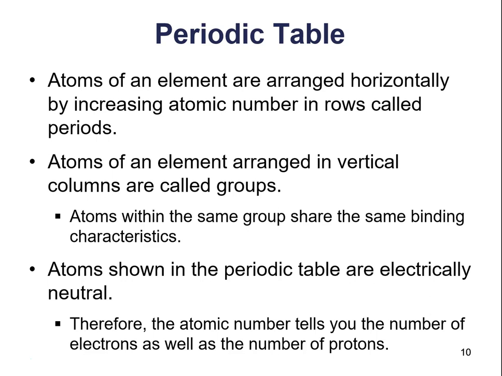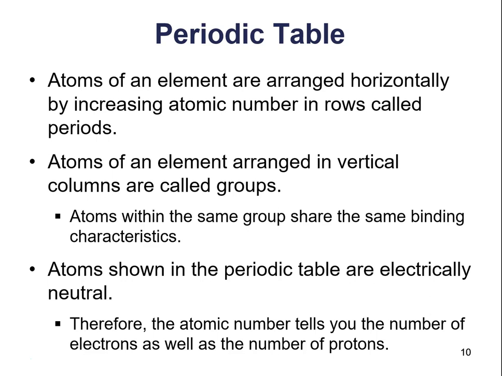Atoms of an element arranged in vertical columns are called groups. Any atoms within the same group share the same bonding characteristics. All the atoms shown in the periodic table are electrically neutral.